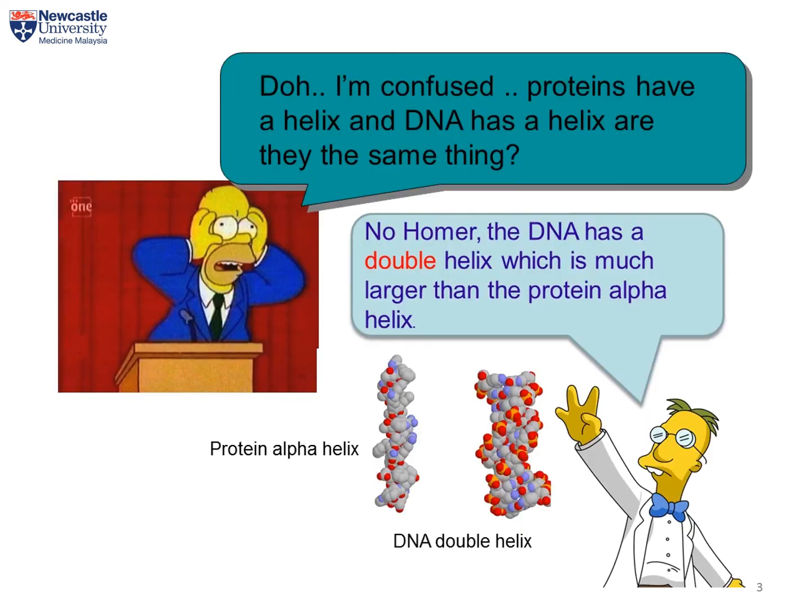Okay, you might wonder if the helical structure of protein is similar to the DNA helical structure. The answer is no, because DNA has a double helical structure, which is composed of two strands of nucleic acids, while the protein alpha helical structure only has one polypeptide chain, so it is much smaller than the DNA double helix.